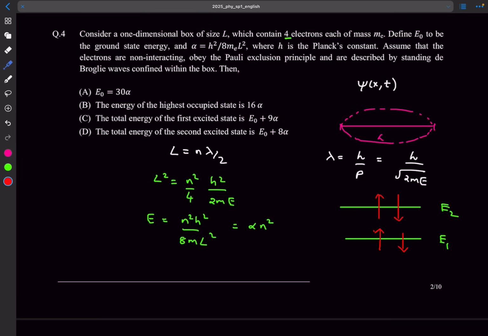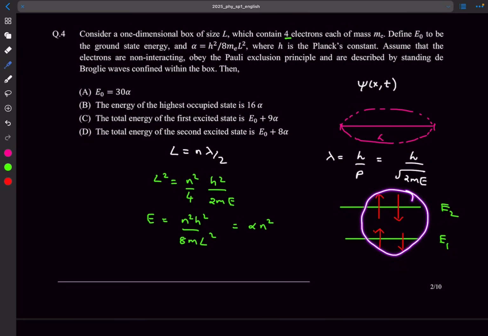If it was a 2-dimensional trap, there we would write 2 boundary conditions, like Lx equals nx lambda by 2 and Ly equals ny lambda by 2. And there we'll have 3 quantum numbers to deal with: nx, ny and the spin. Here we'll only have 2.